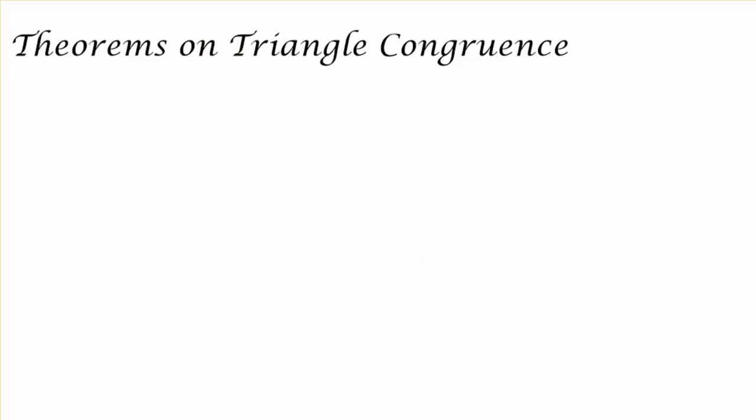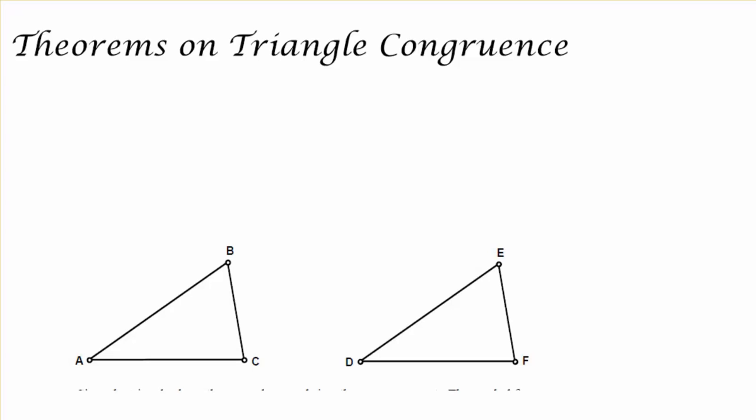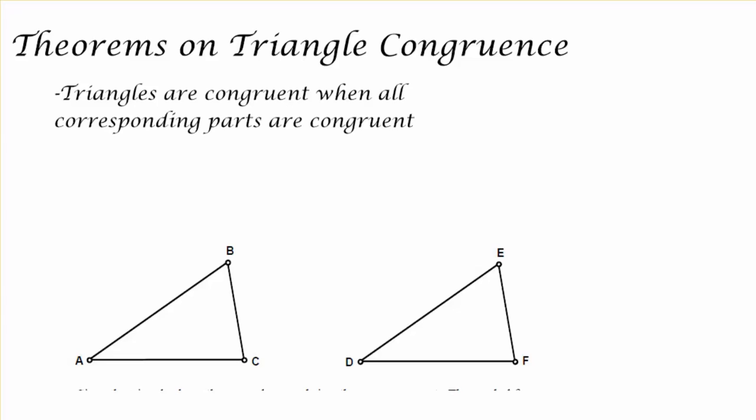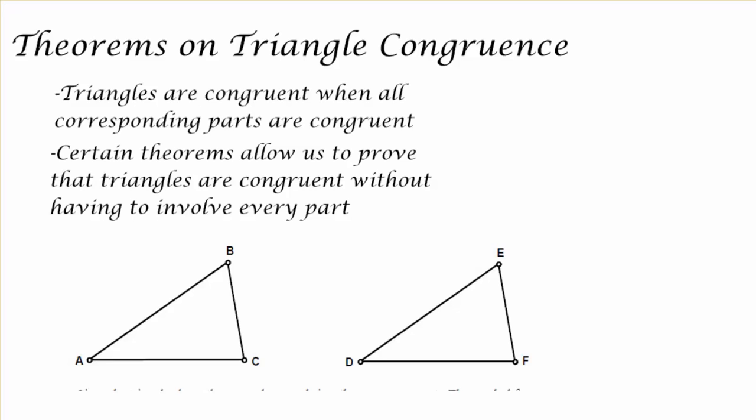Welcome to the lesson on theorems of triangle congruence. In this lesson, we will discuss a few theorems that can help us prove that triangles are congruent. Now, recall that when we talk about triangles being congruent, we specifically mean that all the corresponding parts of these triangles are congruent. So every side is congruent to the corresponding side, every angle is congruent to the corresponding angle, and in that case, the two triangles would themselves be congruent.